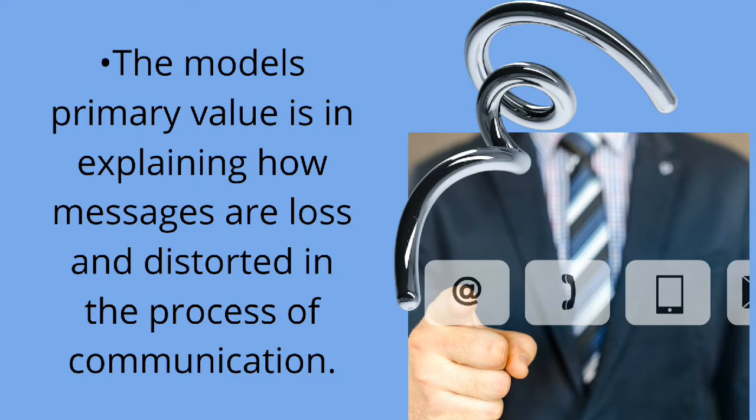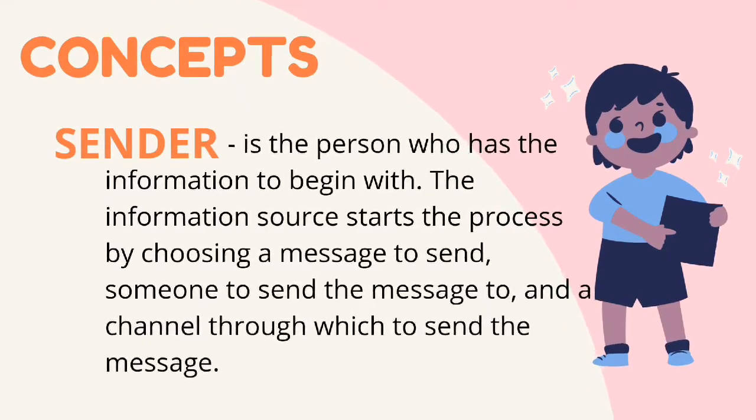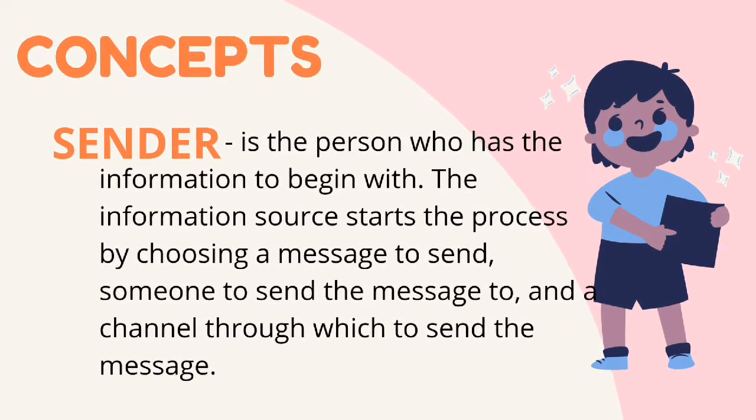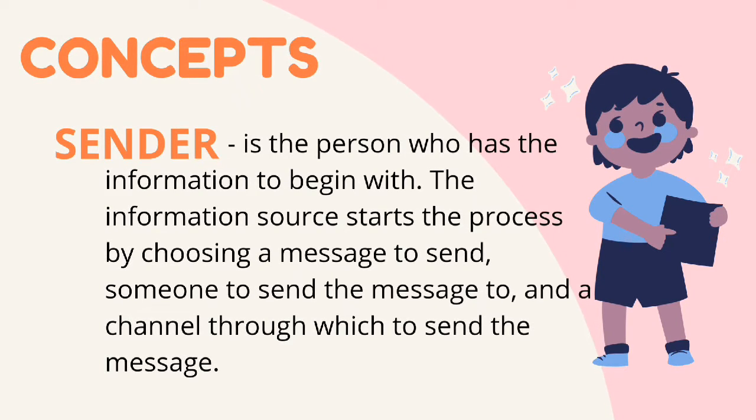The primary value of the Shannon-Weaver model of communication is in explaining how messages are lost and distorted in the process of communication. So now, let us discuss how the model works and how it starts. First is the sender. The sender is the person who has the information to begin with. The information source starts the process by choosing a message to send, someone to send the message to, and a channel through which to send the message.